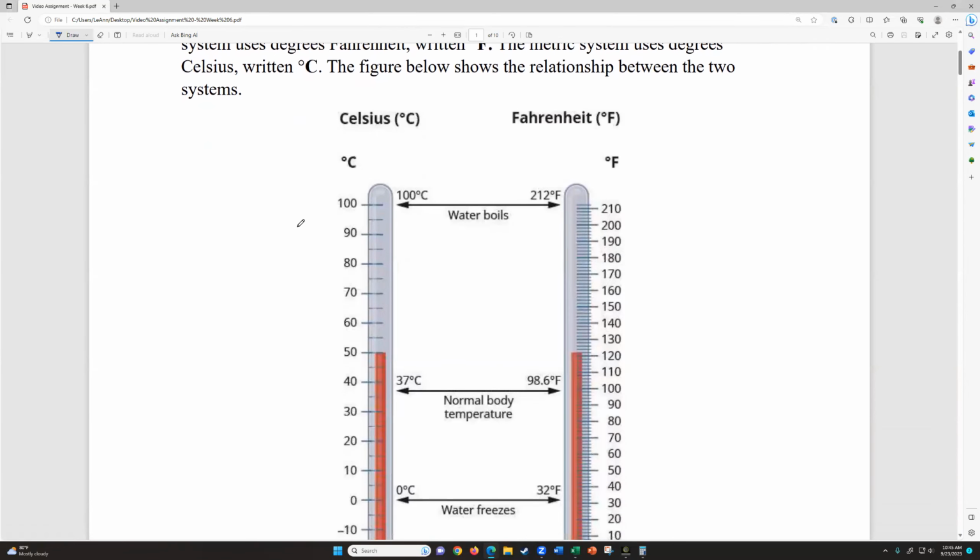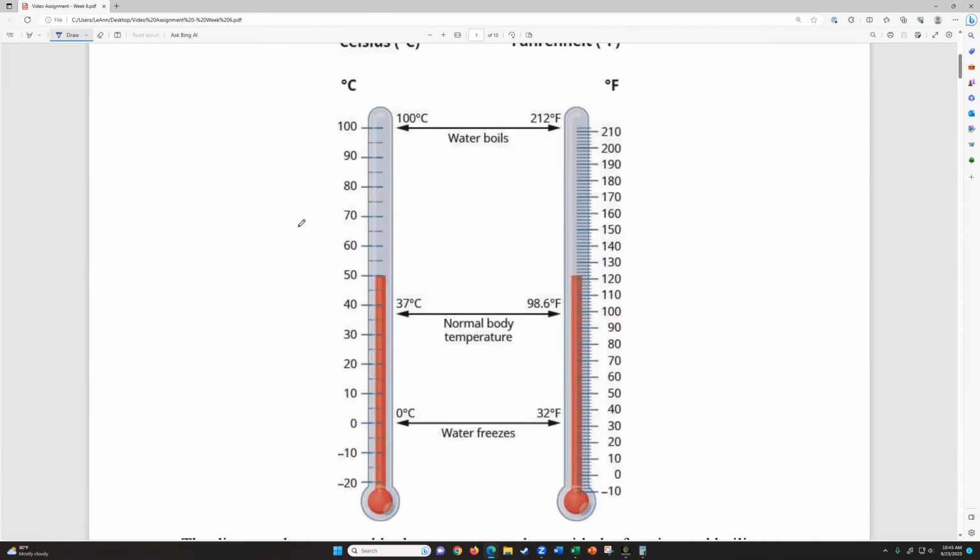Notice that a lot of times people like to use the Celsius system because water freezes at 0 degrees Celsius and water boils at 100 degrees Celsius. 0 and 100 are very simple values when you think of freezing and boiling. That would put the normal body temperature for a human at 37 degrees Celsius.